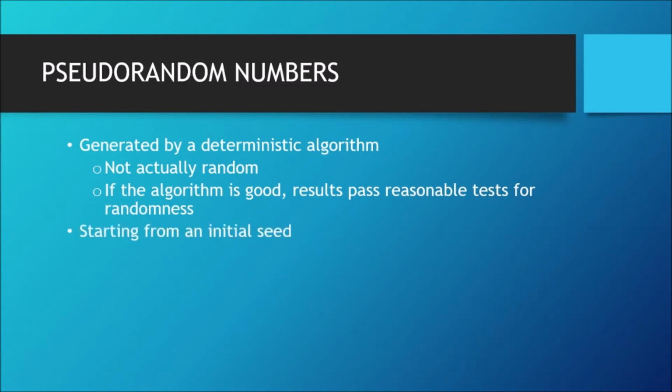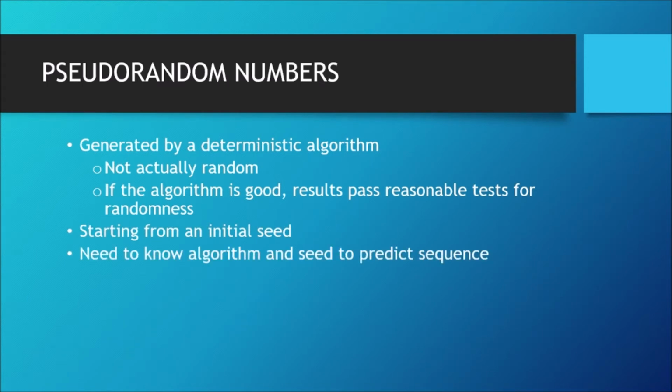It starts from an initial seed. It needs to know the algorithm and seed to predict the sequence. And lastly, a pseudo-random number can only be received and decoded by the intended receiver.